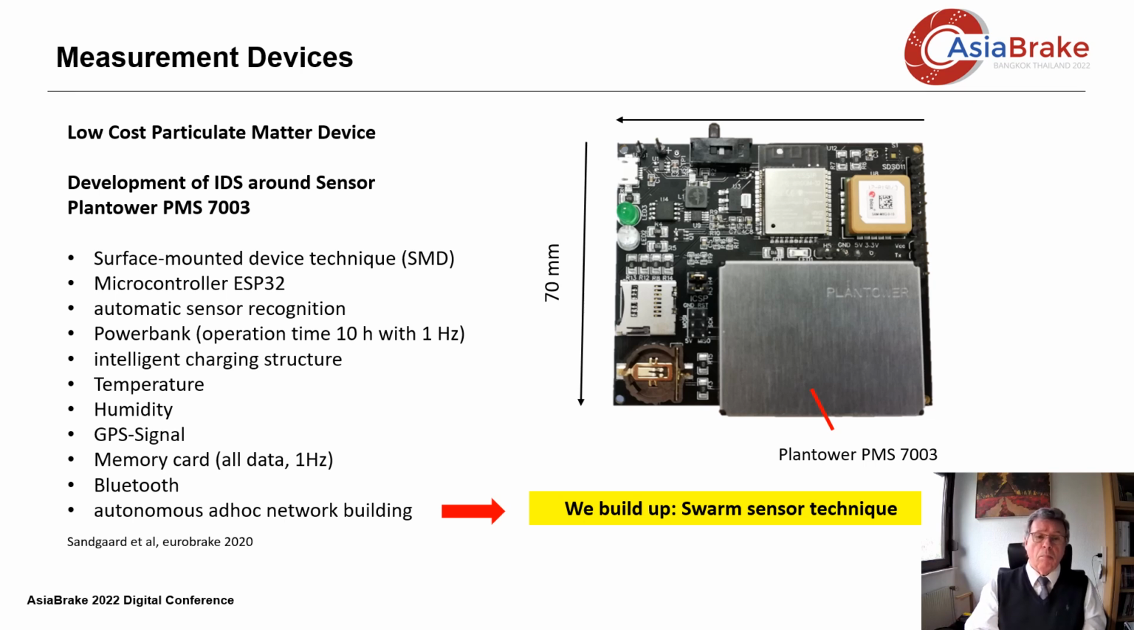We have a power bank with an operation time of 10 hours with an intelligent charging structure. We are measuring the temperature, humidity, the GPS signal, and all the data, 10 hours, 1 hertz, are cached on a memory card. Of course, we have Bluetooth, and the sensor card can even build up ad hoc networks. This is a starting point for us to go into swarm sensor technology, which we want to use for real-world emission measurements. That means many rather cheap sensors are used to get a dense field of information on emissions in time and space.